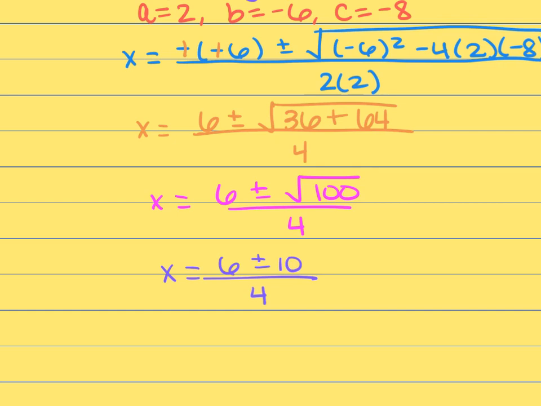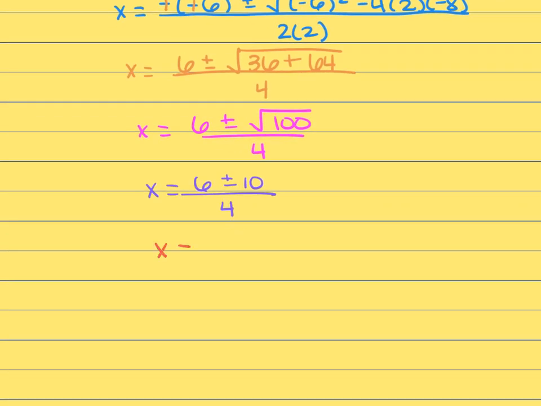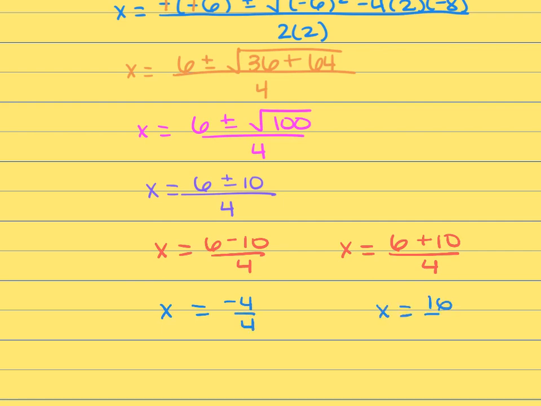So we're going to separate it into two equations to give us x is equal to 6 minus 10 over 4, as well as x is equal to 6 plus 10 over 4. So this is going to give us x is equal to negative 4 over 4, and x is equal to 16 over 4. So our answers for this one are negative 1 as well as 4.